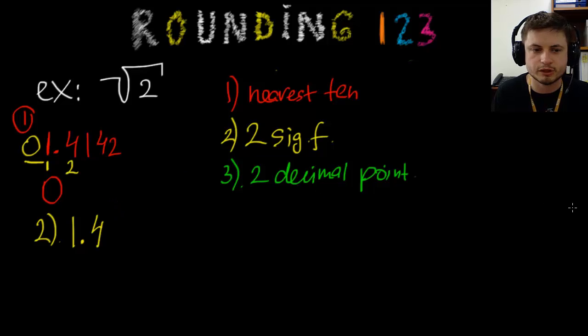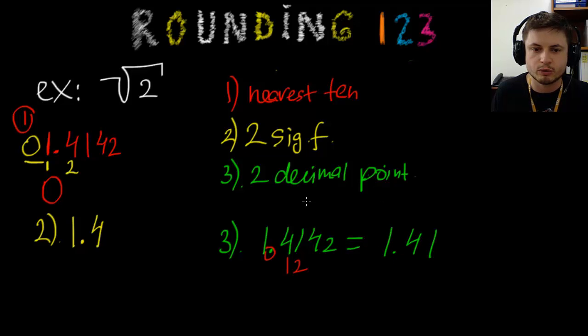And the last question is 2 decimal points. So let me just rewrite this because this is getting kind of messy. So one more time, 1.4142, and 2 decimal points. So this is a decimal point right here. This is our first decimal point, second decimal point. So the answer is going to be 1.41. Now, do we round this up or down? We keep it the same because this is a 4, it's not a 5, so 1 stays the same. And the answer is this.